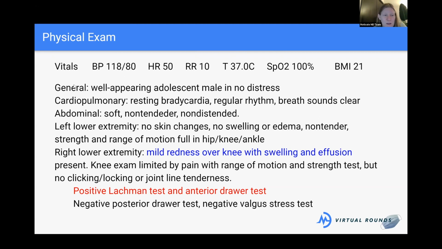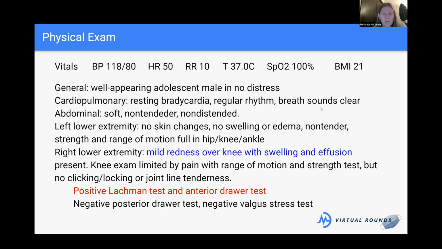For the rest of his exam, so the general, cardiopulmonary and abdominal, those are all just unremarkable. He looks well appearing. He's in no distress. He does have that resting bradycardia, like I had mentioned before. That's the lower heart rate, but we aren't concerned about it because he's just a very active person. Regular rhythm, his breath sounds are clear. He has no abdominal tenderness or distension or any findings there. The interesting part is really just the rest of this, the lower extremity exam.